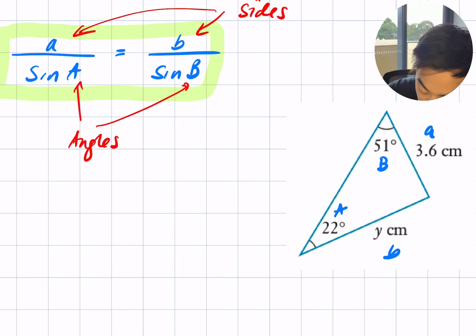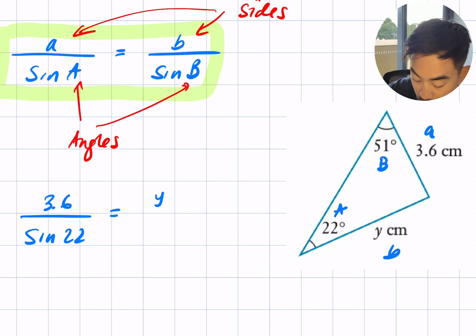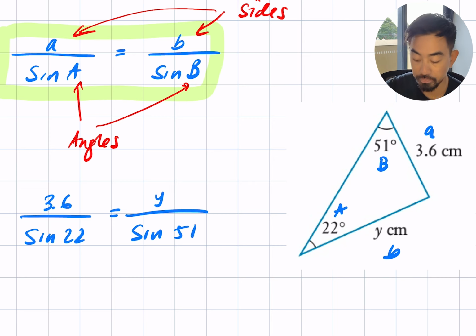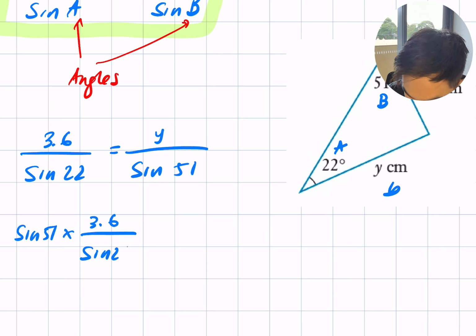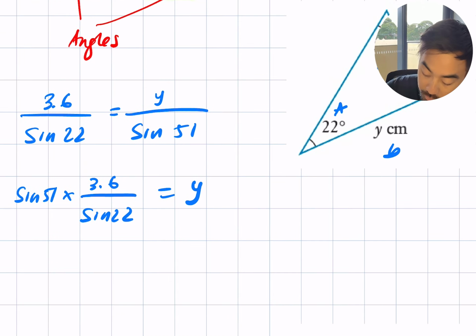So a is equal to 3.6 over sine A, which is sine 22 degrees. And that's equal to little b, which is y, over sine big B, which is 51 degrees. Okay, so what we want to do is find y. So in order to do that, I need to move that sine 51 to the other side, and all I need to do is multiply both sides by sine 51. And that's going to be equal to y.